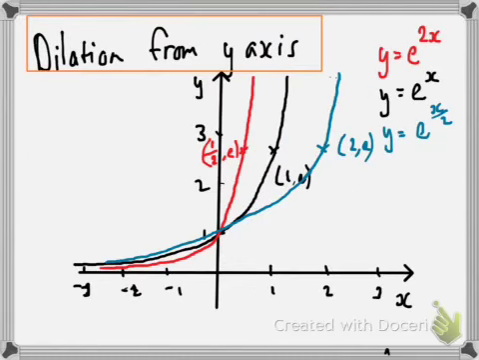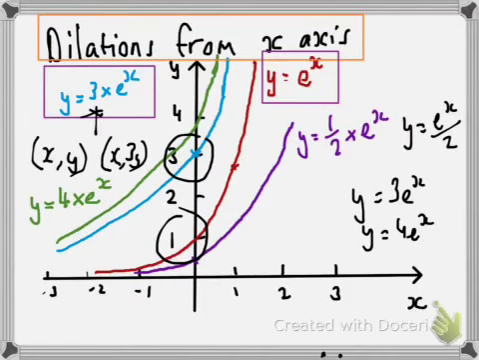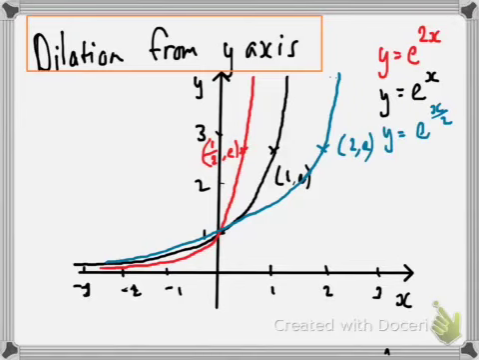Next up, we've got dilations from the y-axis. So dilations from the x-axis are controlled by a coefficient there in front of the e to the power of x, or the 2 to the power of x, whatever it is. But the dilations from the y-axis are controlled by the coefficient of the x itself. And here we've got to think a little bit differently.